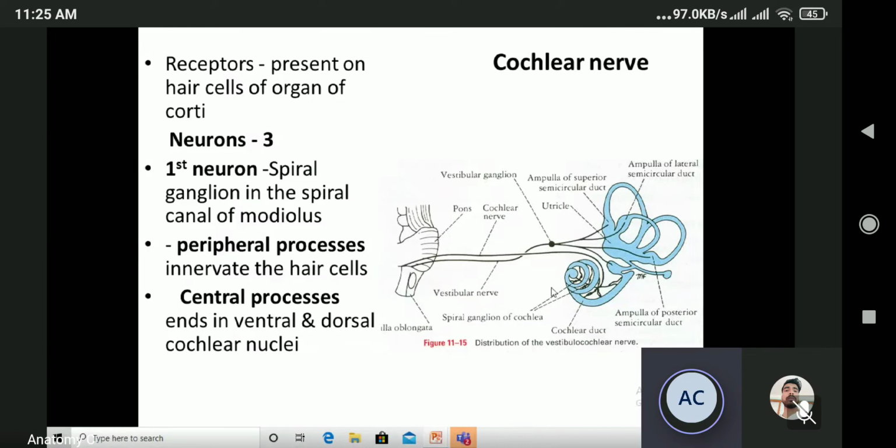So this is the cochlea, the snail-shaped structure. Within the cochlear duct lies the spiral organ of Corti. So there lie the receptors for hearing.